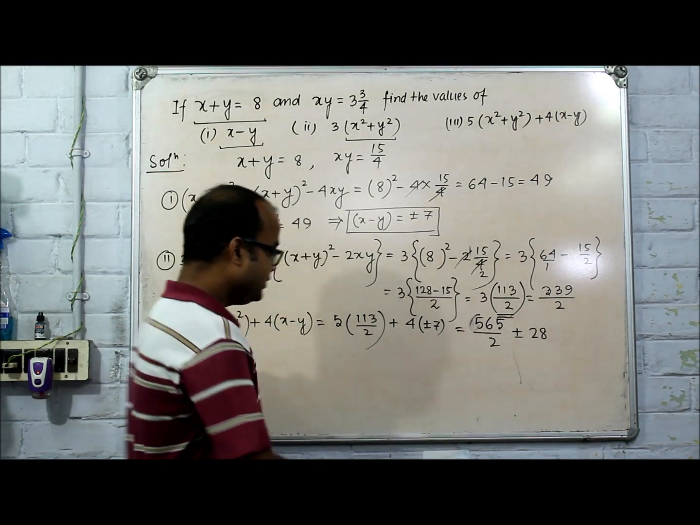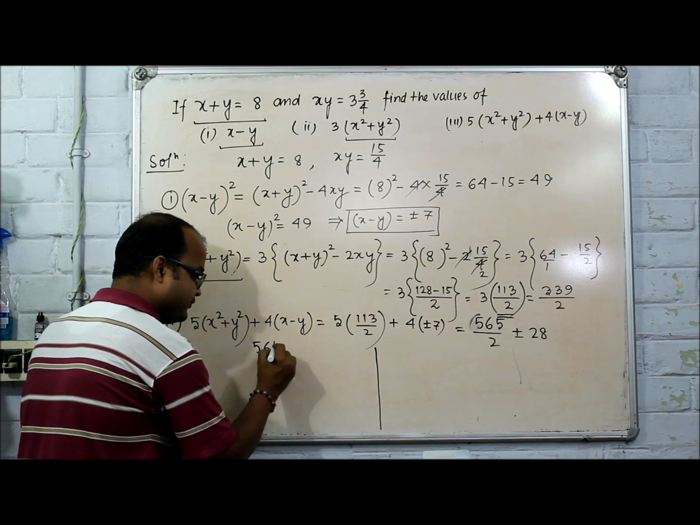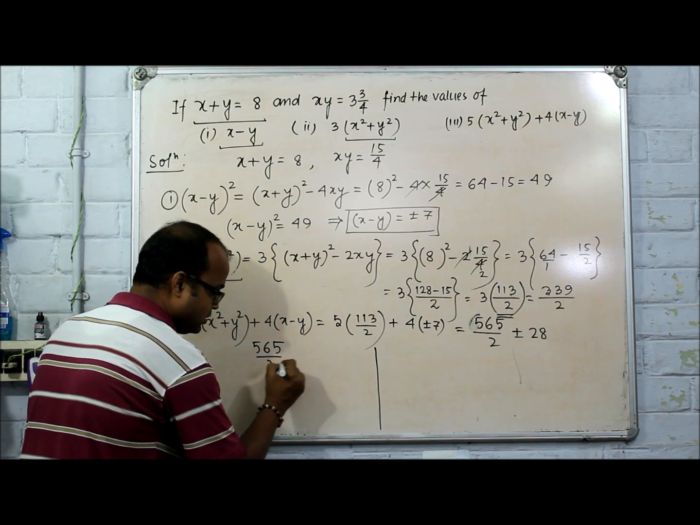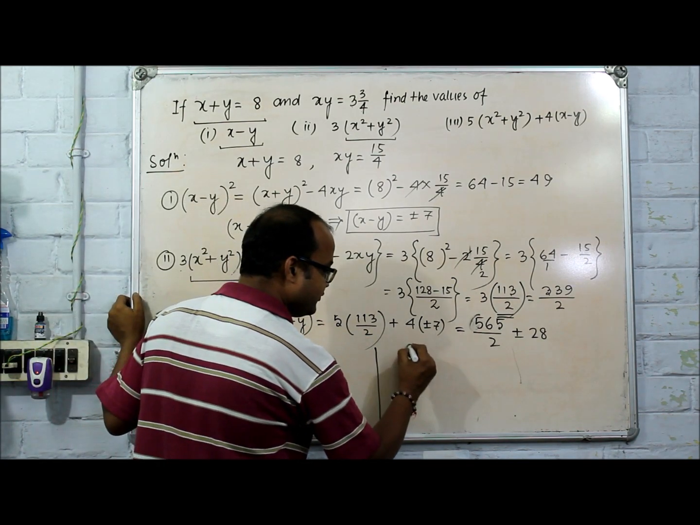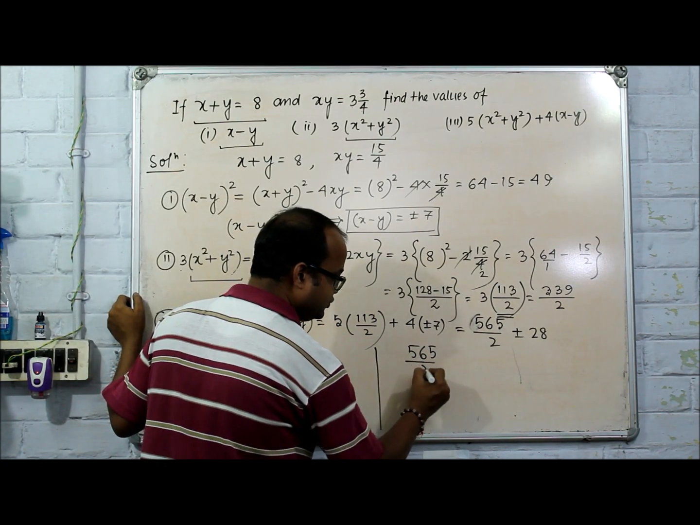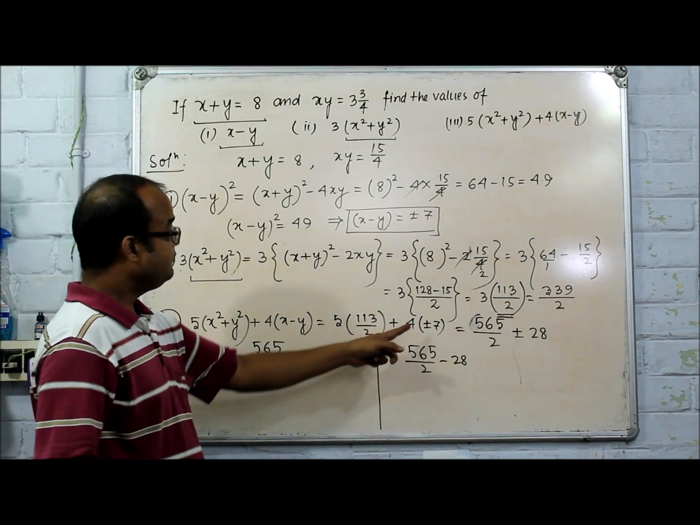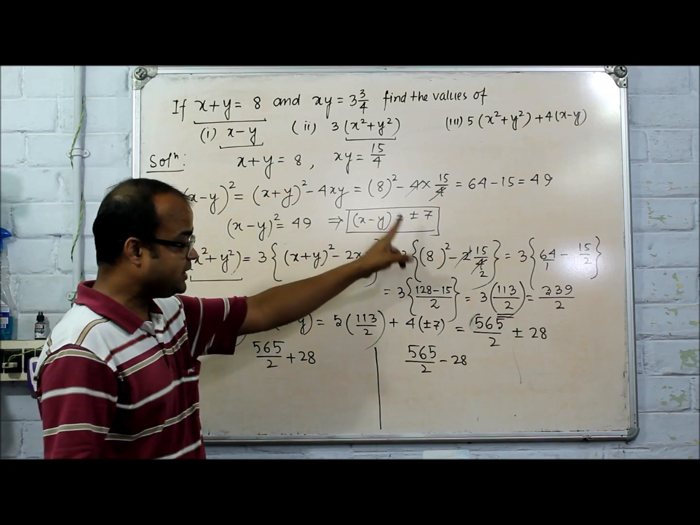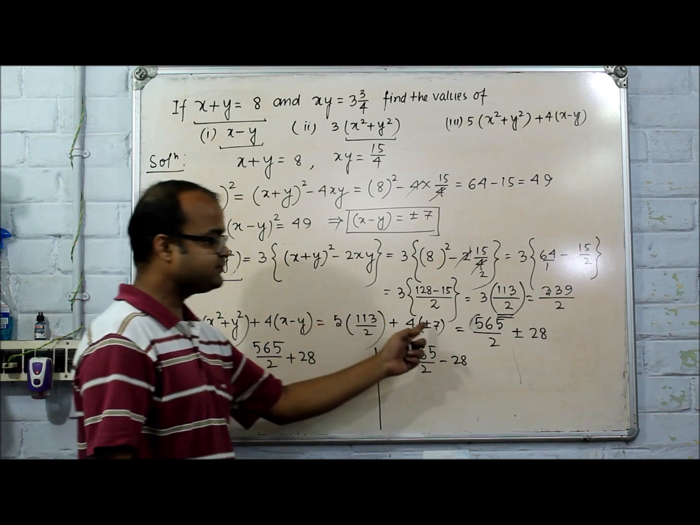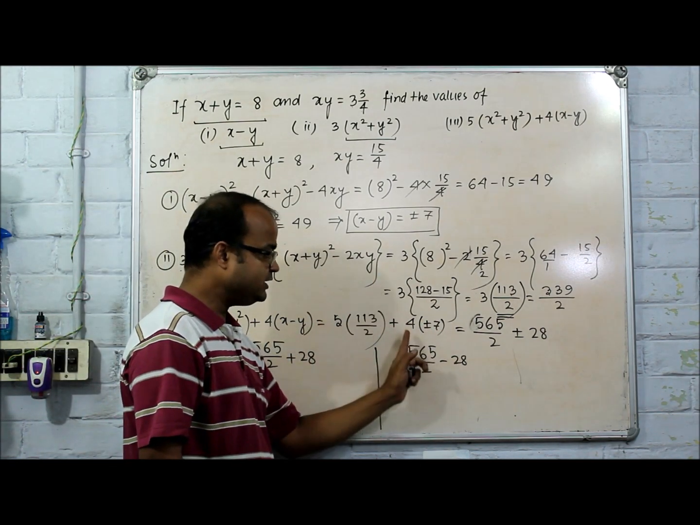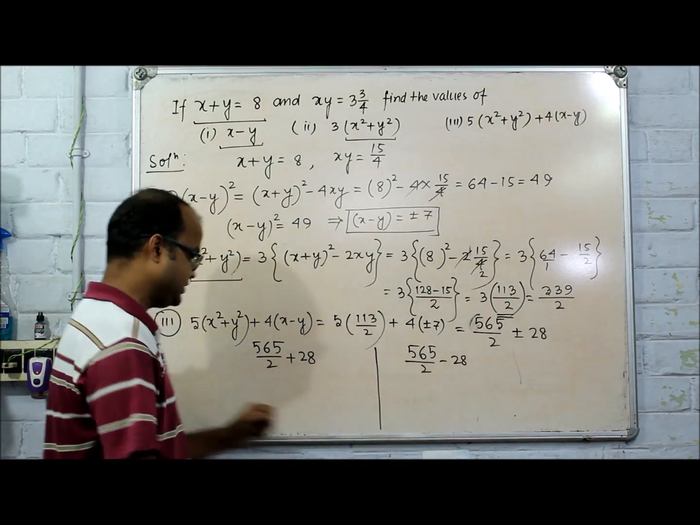Now if you see, we are getting two values. One value is 565 by 2 plus 28, and another value is 565 by 2 minus 28. Clear? Because the value of x minus y is plus minus 7. So in place of x minus y, we substitute plus minus 7. So one time we are getting plus 28 and another time we are getting minus 28.